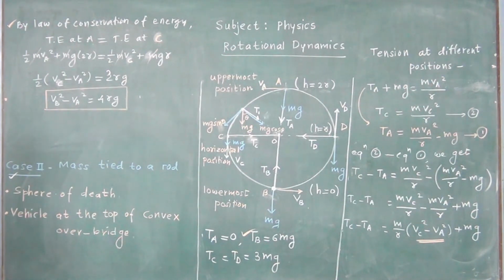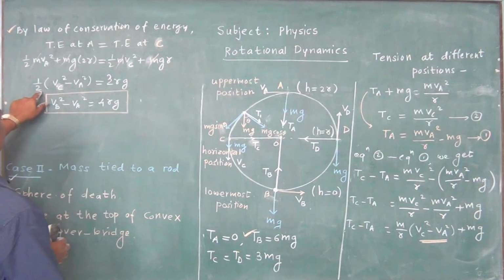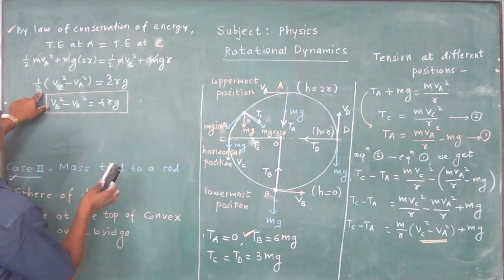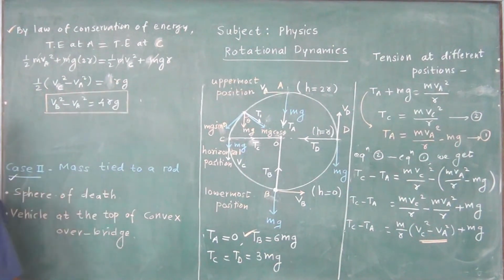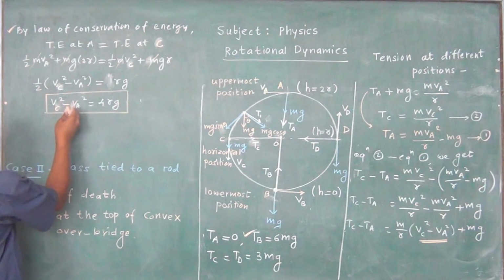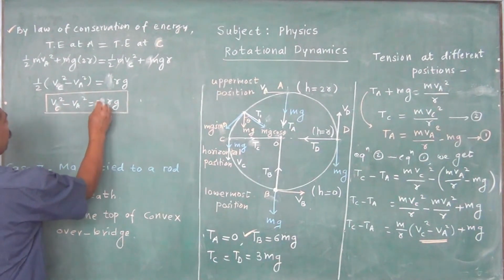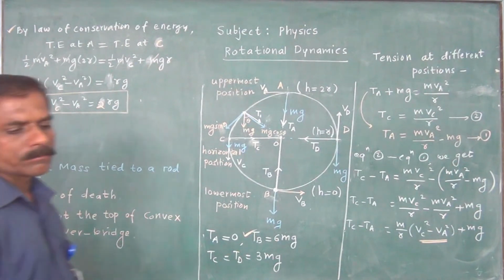So you will find here half of Vc square, 2 times of Rg minus Rg. It will remain only the Rg. Yes. So you will find here this is Vc square minus Va square. It will become 2 times of Rg.